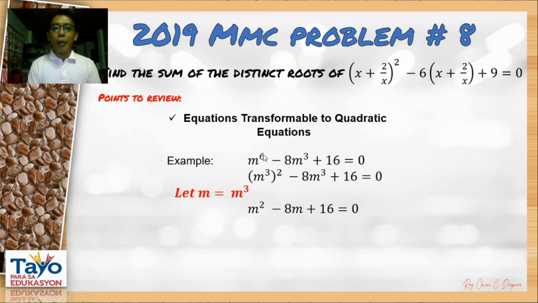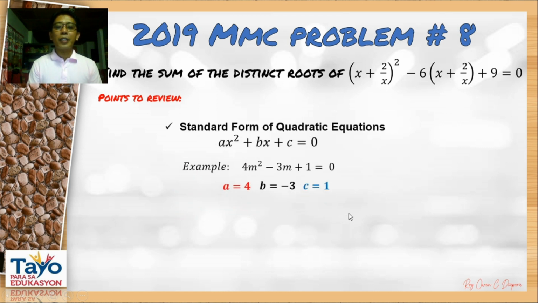Example, m to the power of 6 can be written as (m to the power of 3) raised to the power of 2 because 3 times 2 is 6, minus 8m cubed plus 16 equals 0. So if we let m be equal to m cubed, the given equation is transformed to m squared minus 8m plus 16 equals 0. So now the given equation is transformed to a quadratic equation.